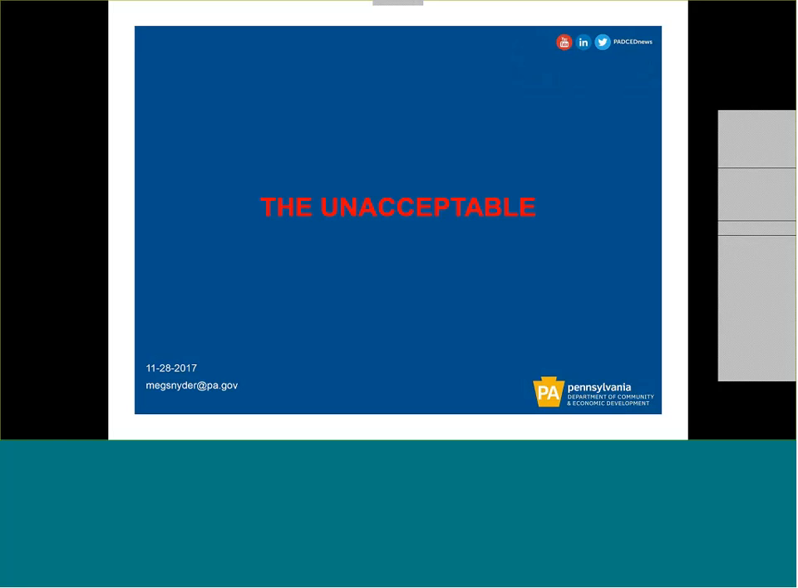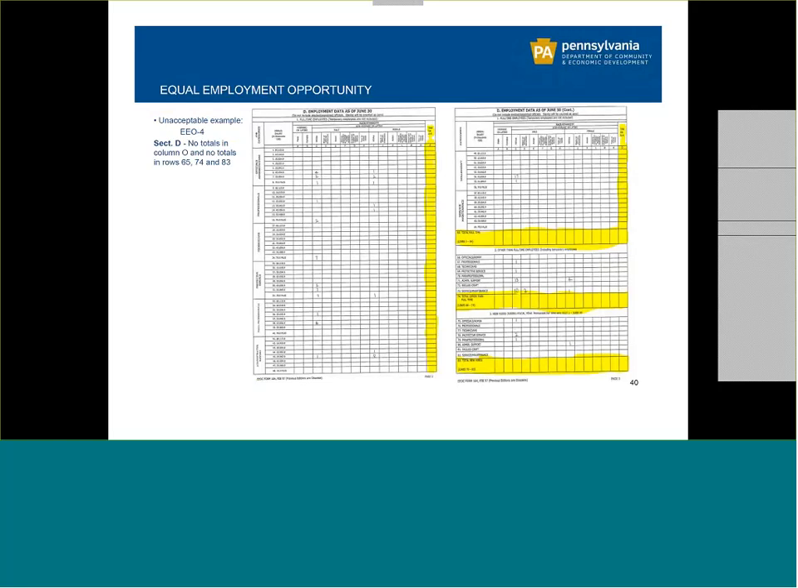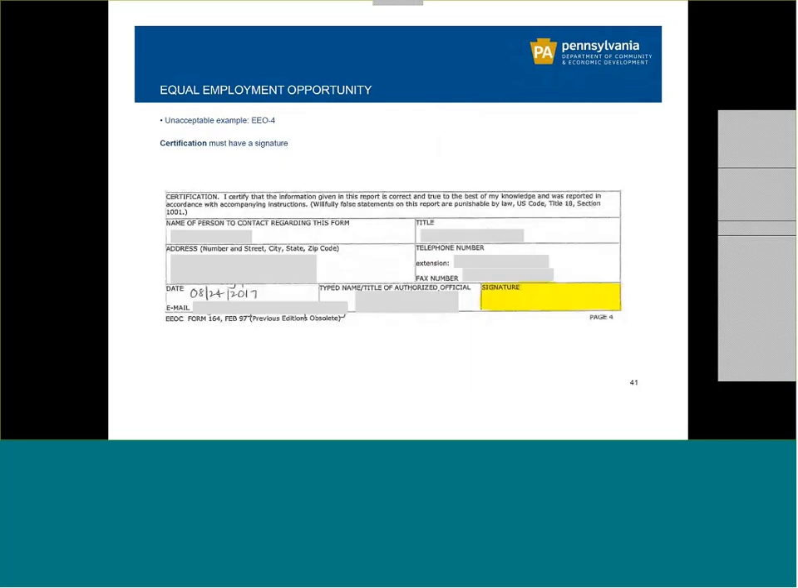And we go to the unacceptable. And again, here you see there's no totals anywhere on the page, whether it's O or under each section. And so that should be filled out. The other areas are correct, but you should have those totals in there. And it also was not signed. So you have everything else there, but it was not signed. So please make sure that that is signed.